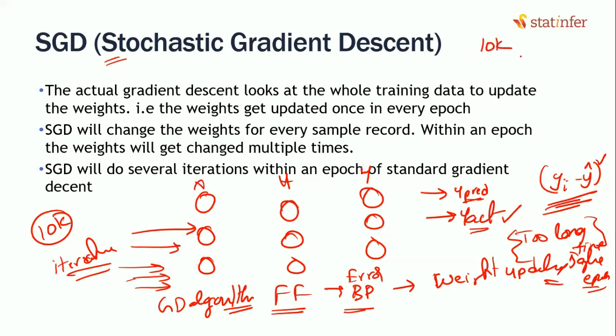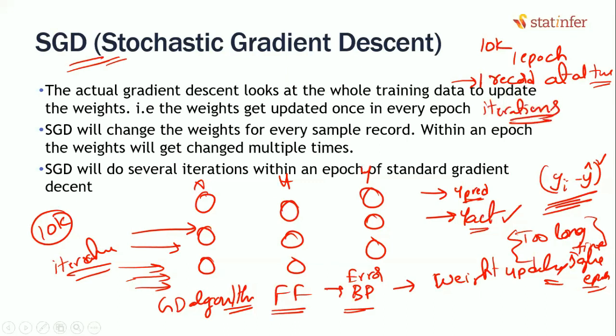Let's say you have 10,000 data points. One epoch means sending all the 10,000 data points. But if you're doing stochastic gradient descent, what do you mean by stochastic gradient descent? One record at a time. Sending one record at a time, then updating the weights after each record. Then how many iterations will there be in one epoch? Think about it. You are updating the weights for each record: one iteration, second iteration, third iteration, fourth iteration, fifth iteration in one epoch.